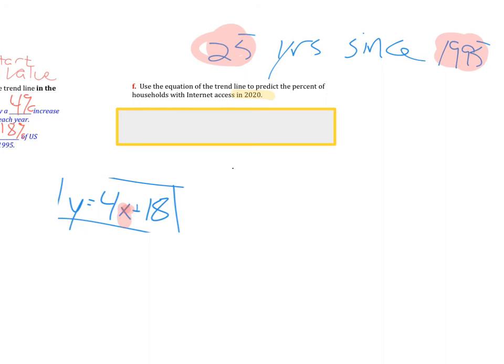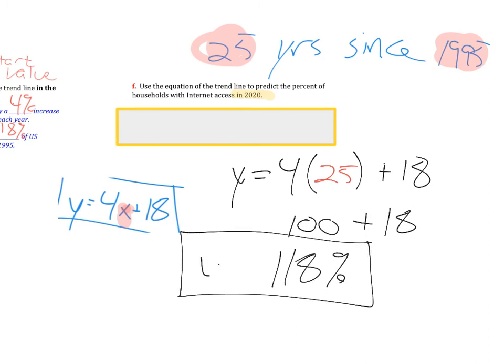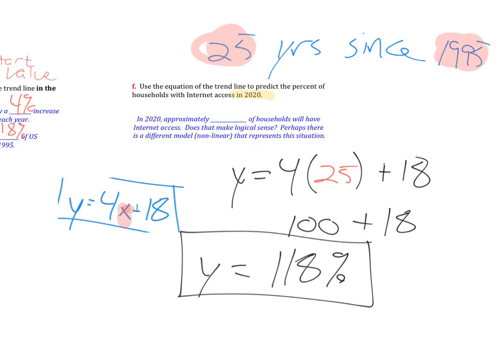All right. So we're going to have y equals 4 times 25, and then plus 18. 4 times 25, that's going to be 100, plus 18, so 118% in the year 2020. Now when we phrase our answers, you're going to want to use proper sentences. So here's an example. In 2020, approximately 118% of households will have internet access.